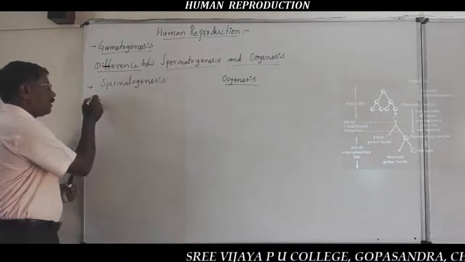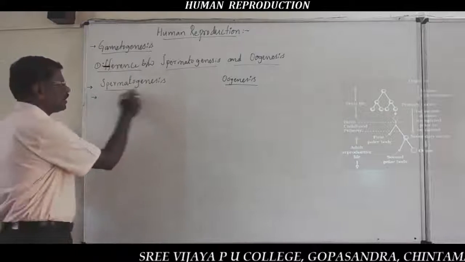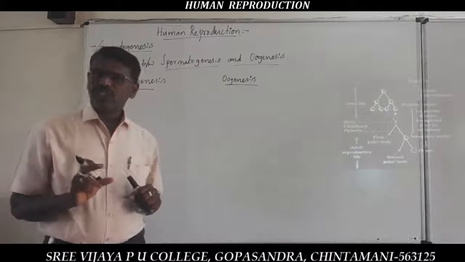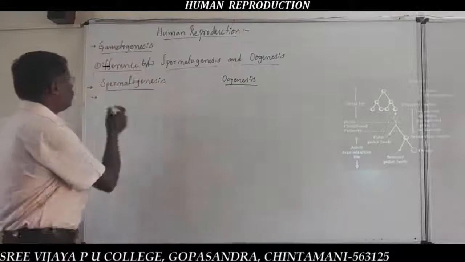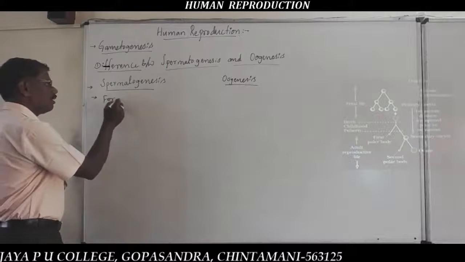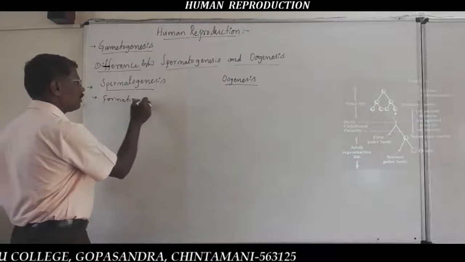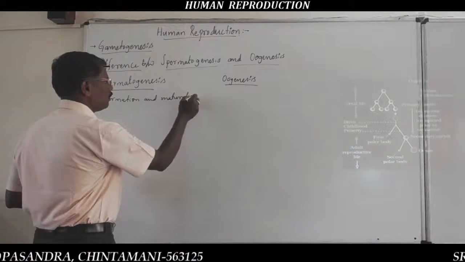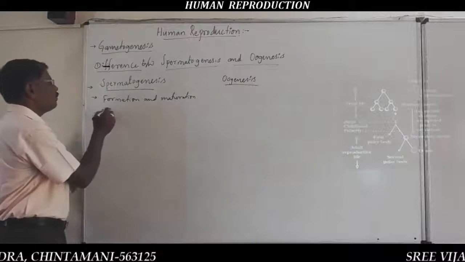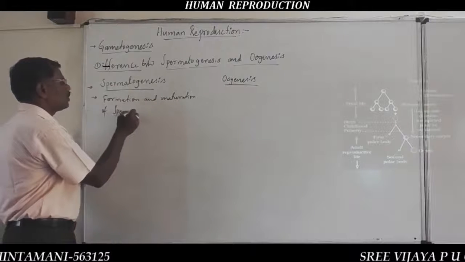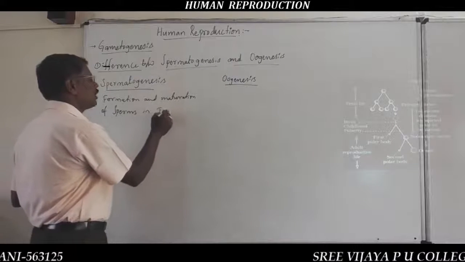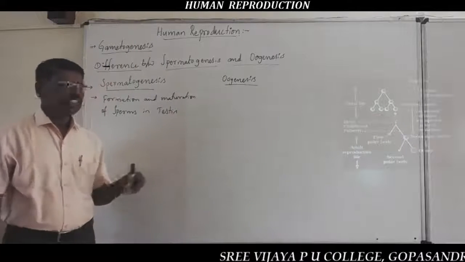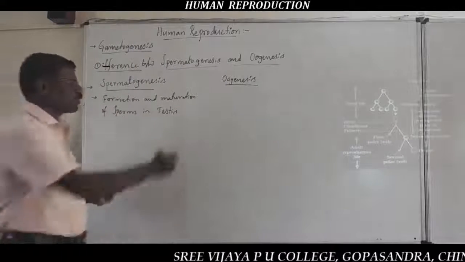So already, what is spermatogenesis? You write the first one: the process of formation and maturation of sperms in testis is called spermatogenesis.